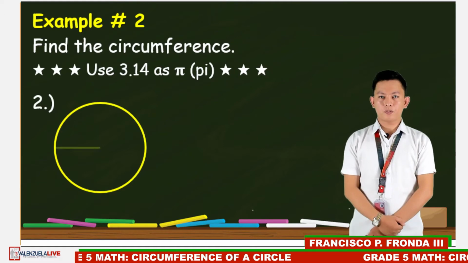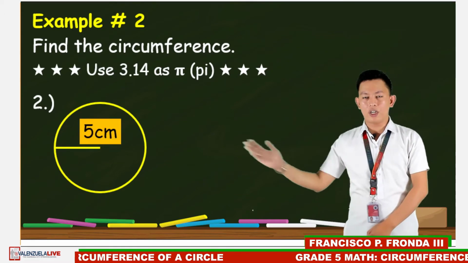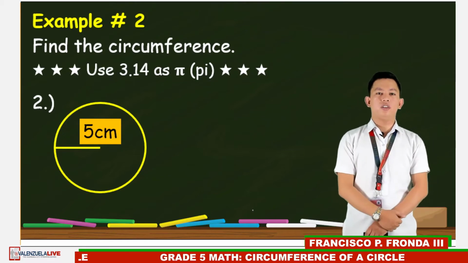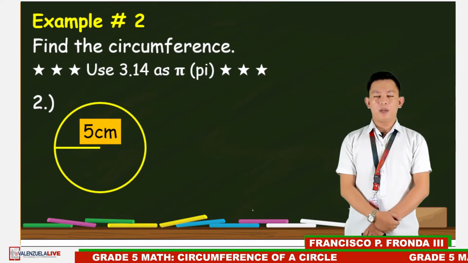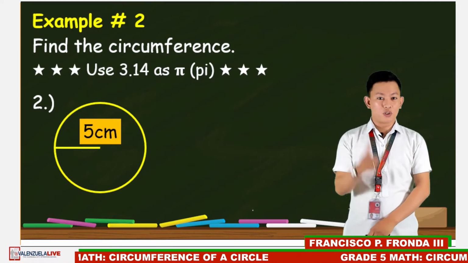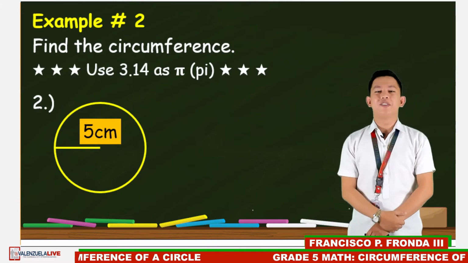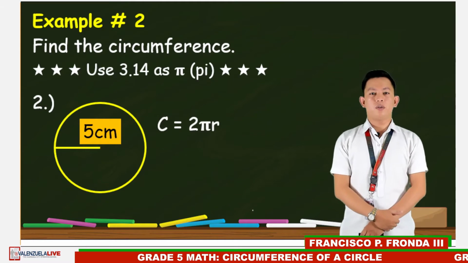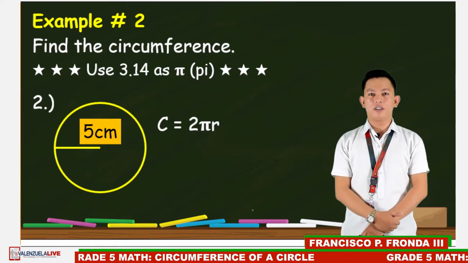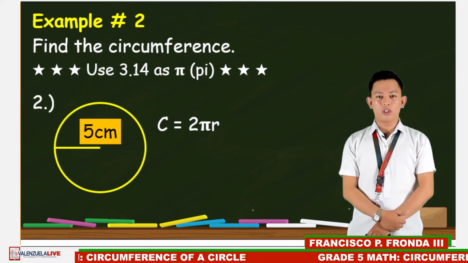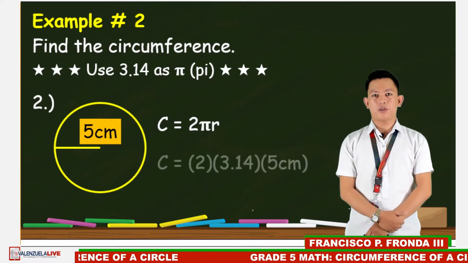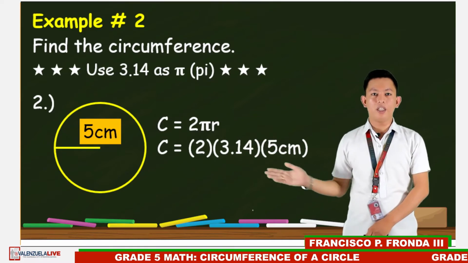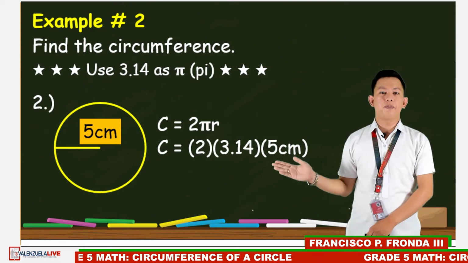For number 2, this should be the illustration. We have 5 centimeter. What do you notice about the given, grade 5 learners? Good job. It is in the form of radius. This time, we're going to use C is equal to 2 times pi times r. Now, let's substitute the value of pi and the radius. So, 2 multiplied by the value of pi, 3.14, and the value of the radius is 5 centimeter.